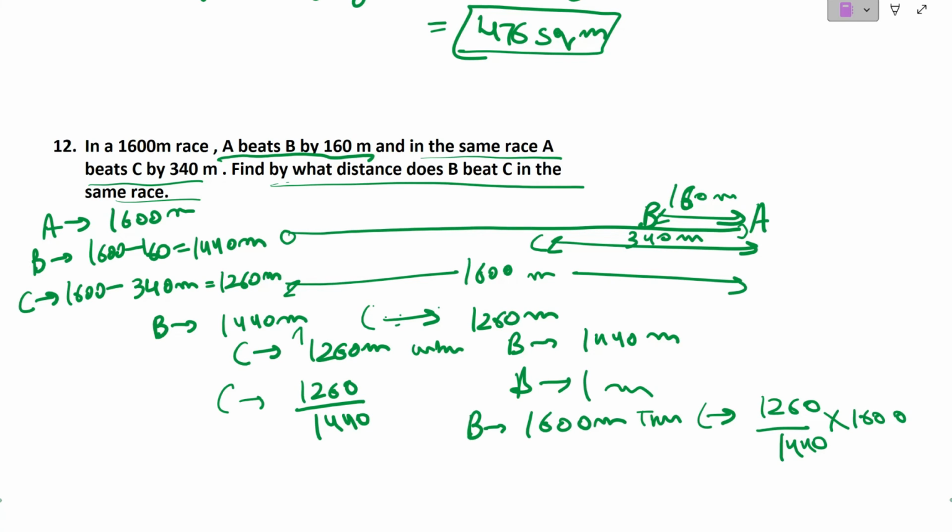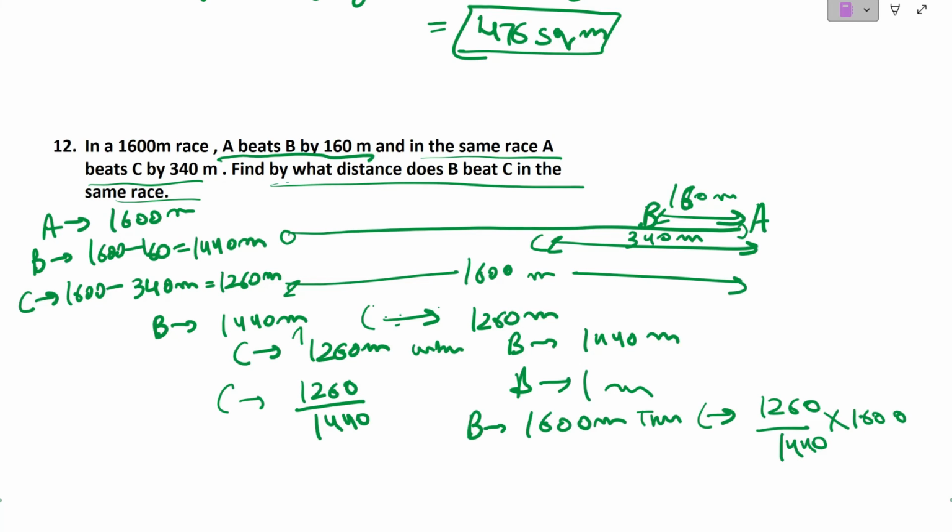This is the unitary method. When B covers 1 meter, C covers 1260 by 1440. Similarly, when B covers 1600 meters, then C covers 1260 by 1440 into 1600. This is how we solve it.